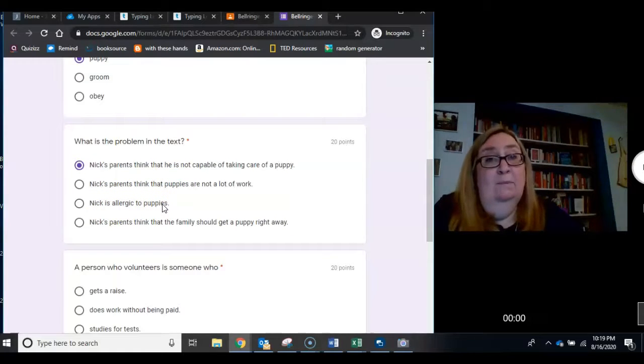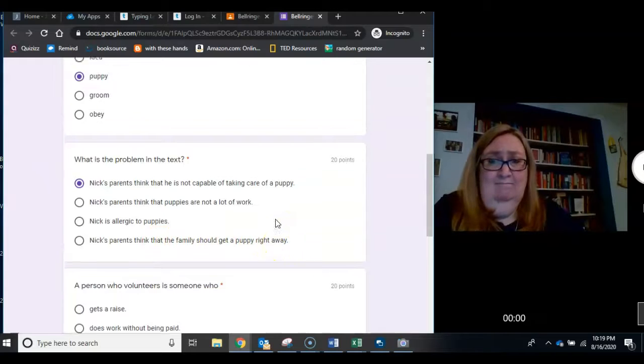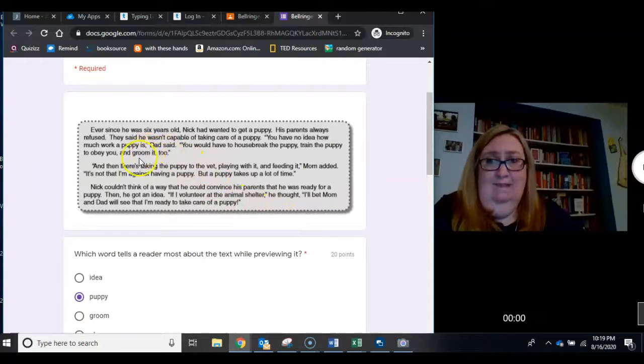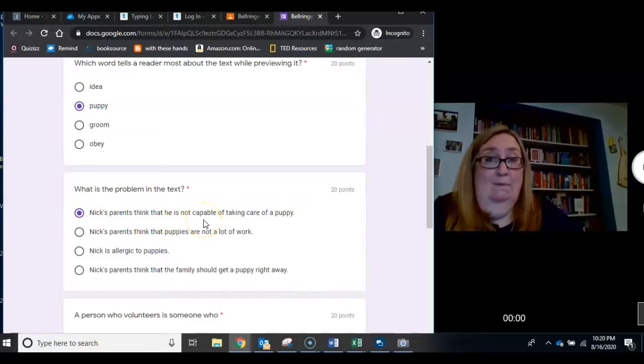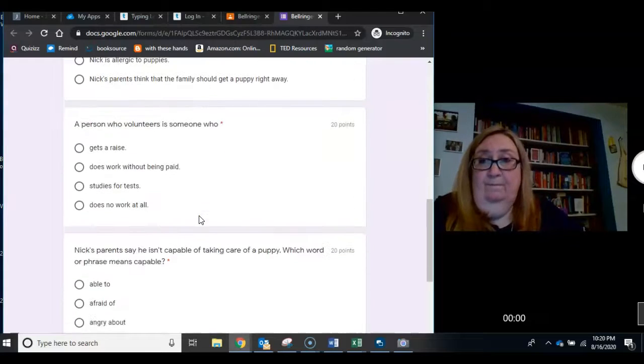Is the word allergic in the paragraph at all? No. Nick's parents think that the family should get a puppy right away. Is that what his parents think? Yeah, mom says puppies take up too much time. They're always refusing. His parents always refuse to get a puppy. But we know the best answer is that they think he's not capable of taking care of a puppy.